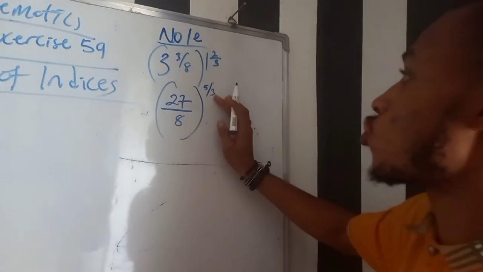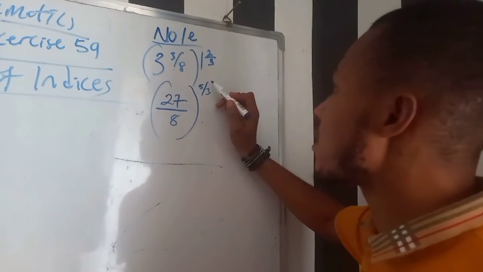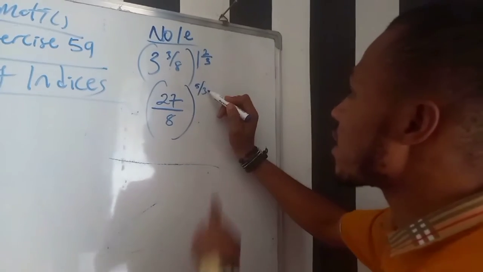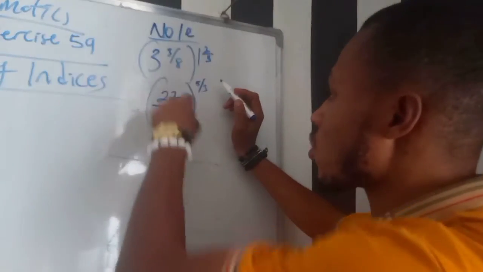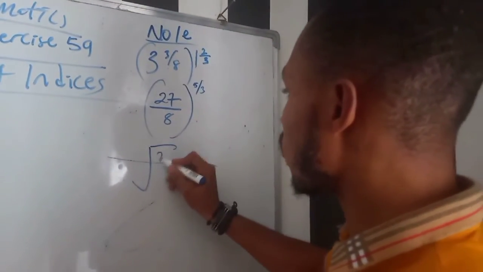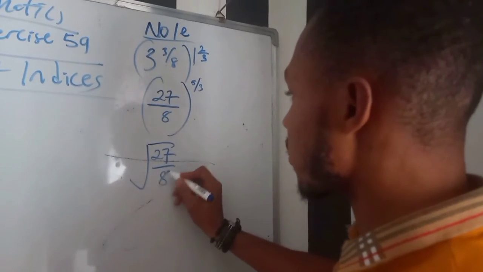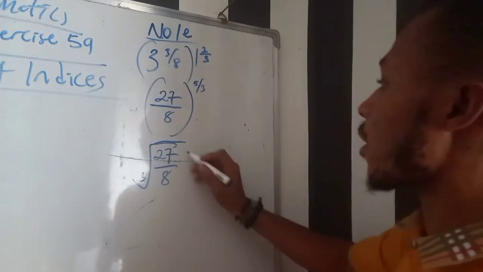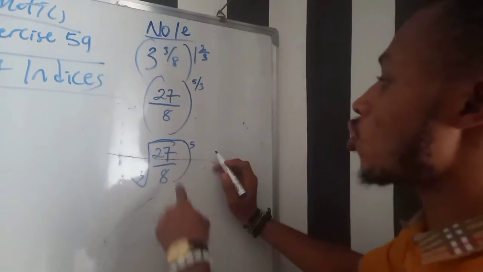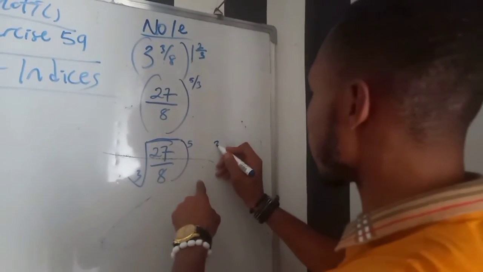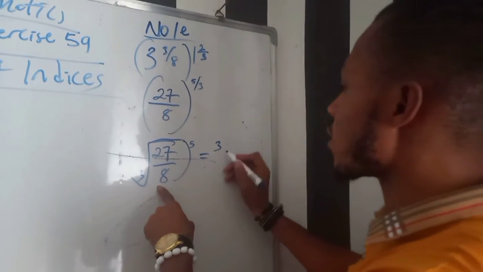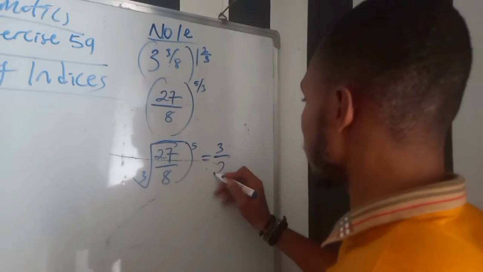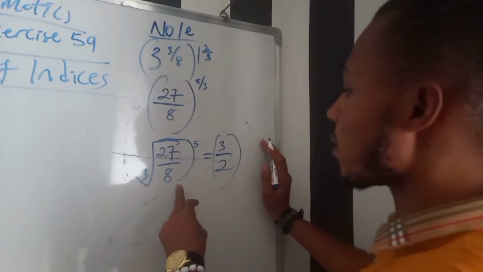So what next? I'll find the cube, because this is a fractional law. Since it is the fractional law, I will turn it to a root, which means cube root of this. So the cube root of 27 over 8, because this 3 becomes the cube root. The cube root of 27 is 3, while the cube root of 8 is 2. Sorry, 2. So the cube root of 8 is 2.